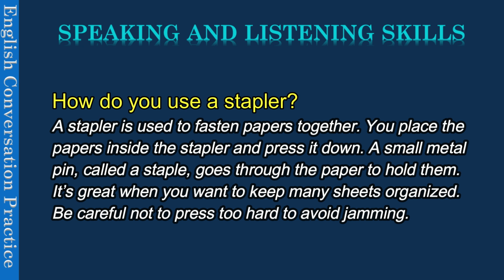How do you use a stapler? A stapler is used to fasten papers together. You place the papers inside the stapler and press it down. A small metal pin called a staple goes through the paper to hold them. It's great when you want to keep many sheets organized. Be careful not to press too hard to avoid jamming.